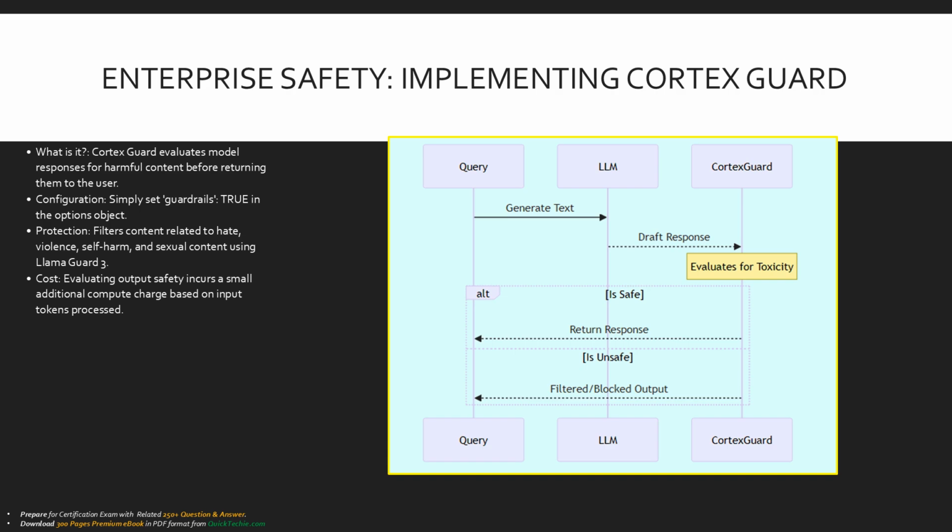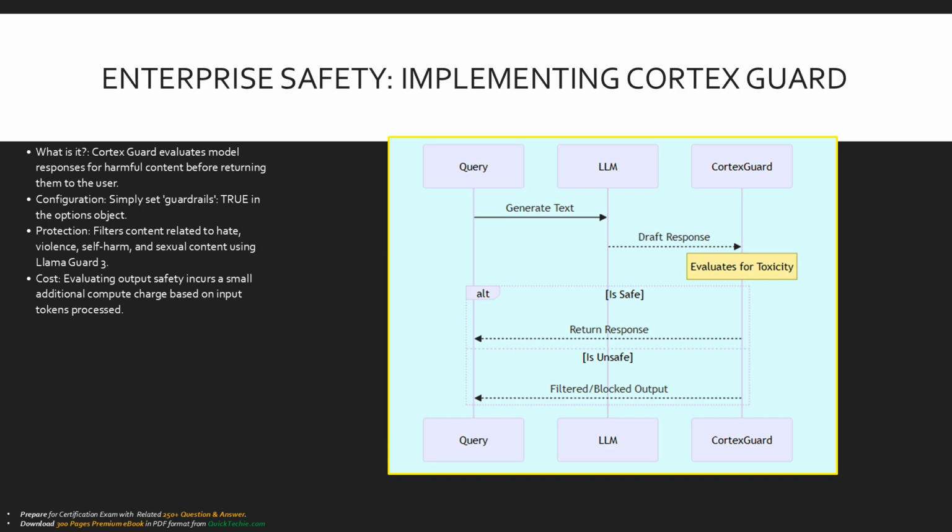Before the generated response is sent back to your application, it is intercepted and evaluated by a specialized safety model, currently Llama Guard 3. If the output contains violations related to hate speech, violent crimes, or self-harm, it is automatically filtered out. This gives you peace of mind when building customer-facing chatbots. Do note that because this requires running a secondary evaluation model, enabling Cortex Guard incurs a small additional compute cost based on the tokens it processes.